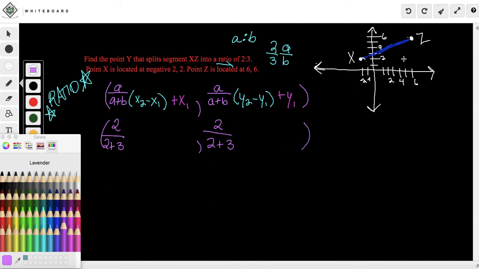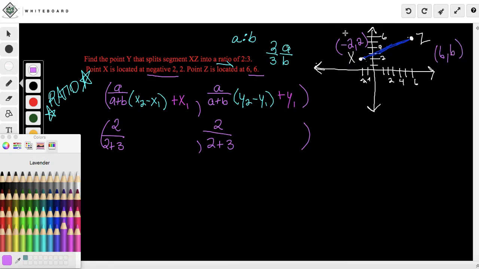All right, we got something, right? Now we have our coordinates over here, x to z. So I'm going to go ahead and write my coordinates over here. For x, if you look right here, it says -2. So we're going to write -2, comma 2. And then z is 6, comma 6.